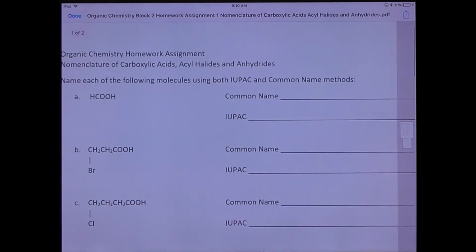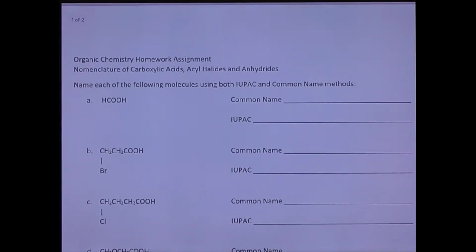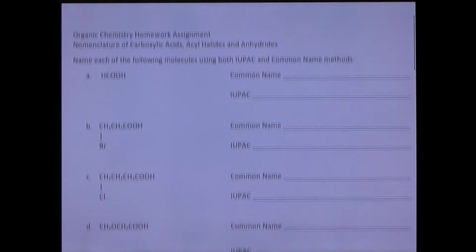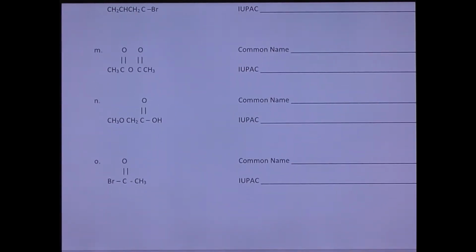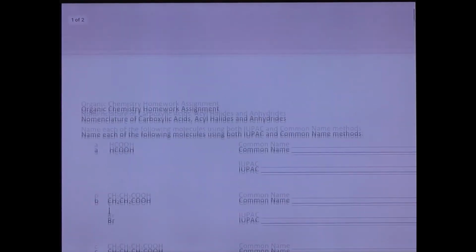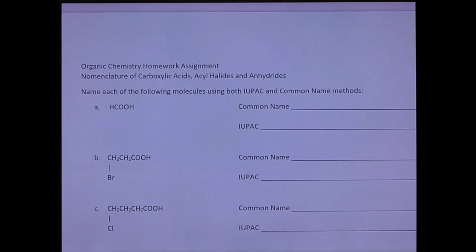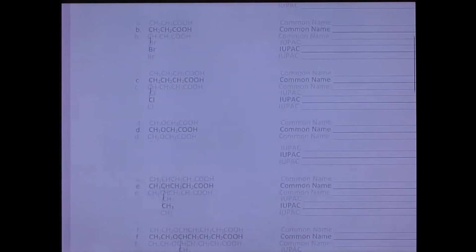But these are all the types of groups you should be able to name now. Carboxylic acids, you should be able to name right off, and then acyl halides, anhydrides. And I think that is pretty much it in this section. Acyl halides, it's OIL or IL for the ending. And the anhydrides, just write anhydride after you've written the name for the 2 carboxylic acids.